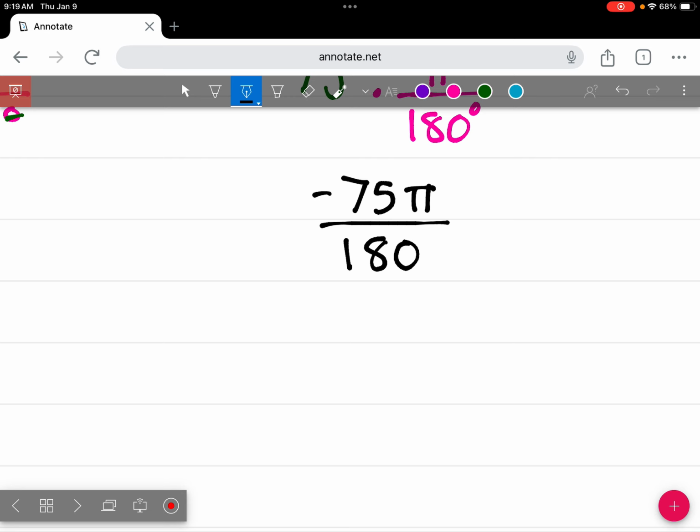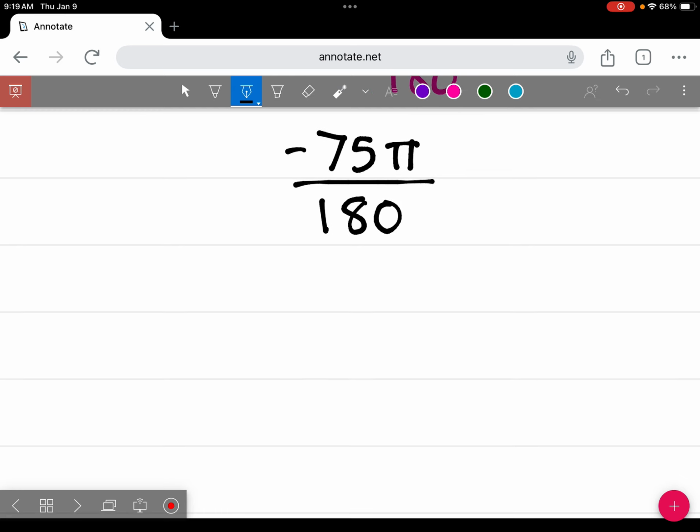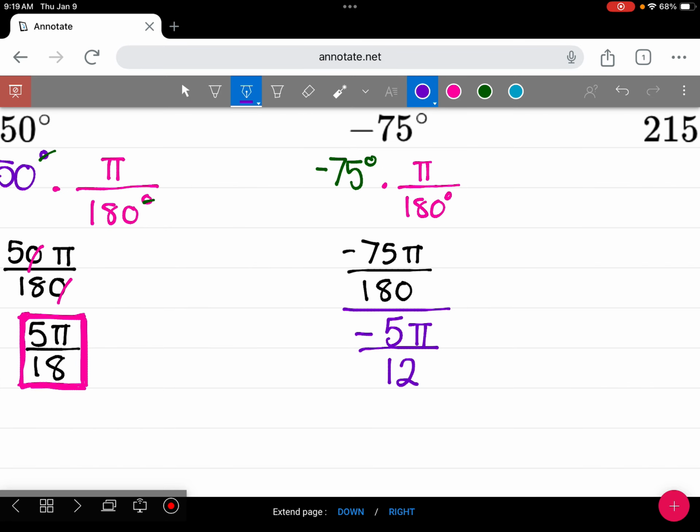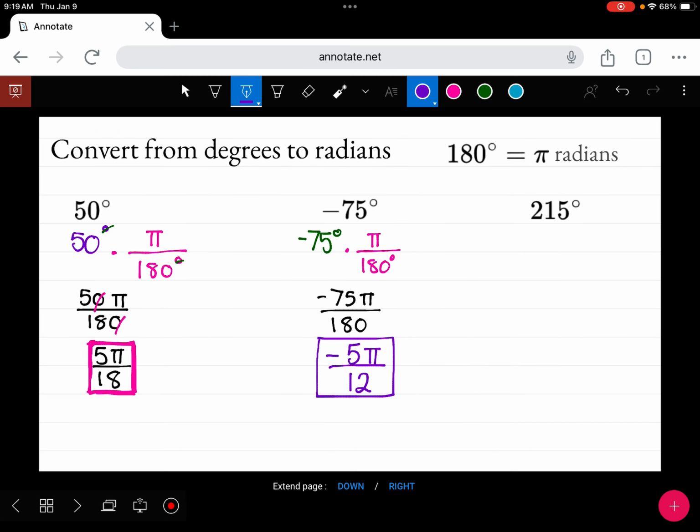What can we do to simplify these ones? You can divide by 5. You can divide by bigger than 5, though. Or you can divide by 5 and then do it again. Divide by 15. You can divide by 15. So you could do by 5 and then by 3. So if you divide by 15, then we get our negative 5 pi over, and 180 divided by 15 is 12. So we can simplify them. But again, they're going to have pi in them.